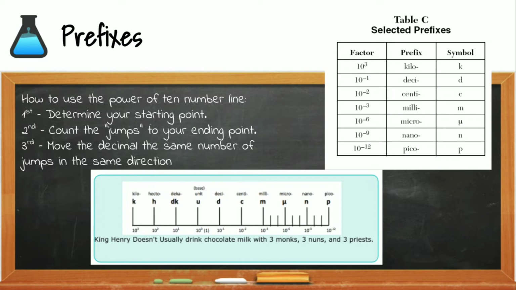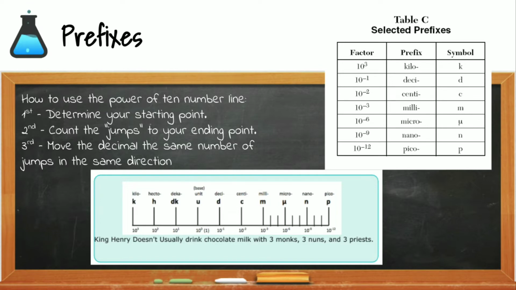Now, one of the most important parts of the power of 10 number line is that you don't forget any of the powers of 10. So when we look at our reference table C, we can see that not every power of 10 is written here. So we do not have the 10 to the power of 2, but in order to use a power of 10 number line, you need to have that tick or measurement there.